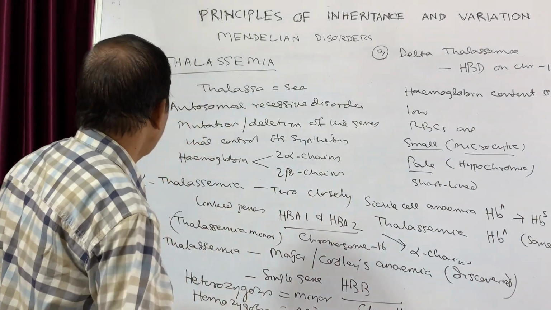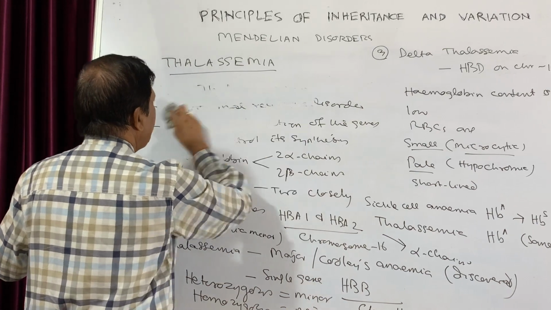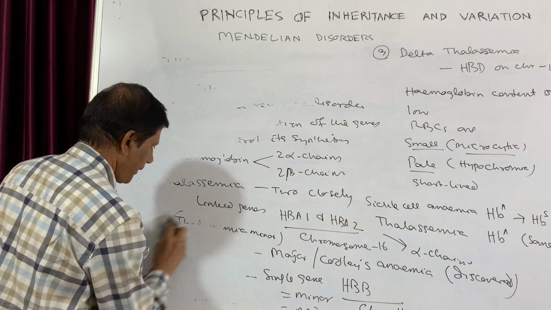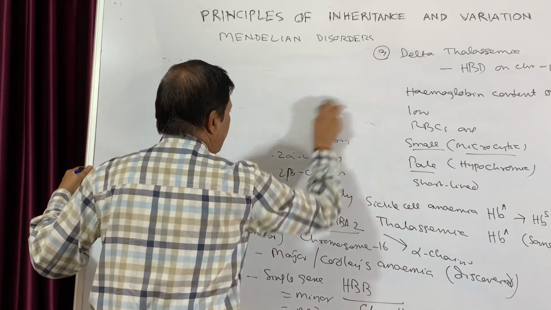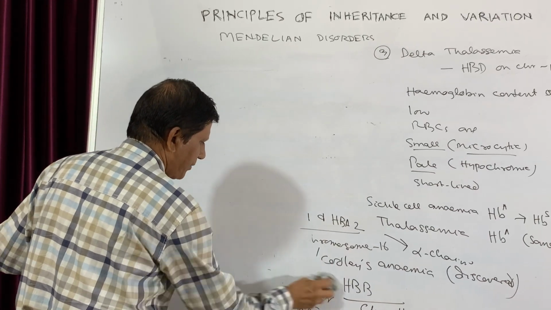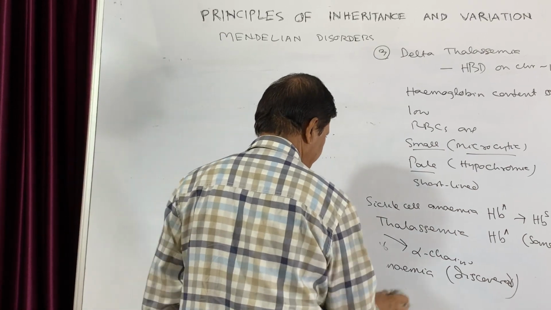Next, let us discuss another disease, that is phenylketonuria. Phenylketonuria is shortly also known as PKU, and this is also an autosomal recessive disorder.